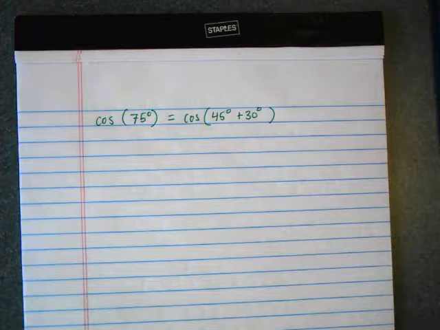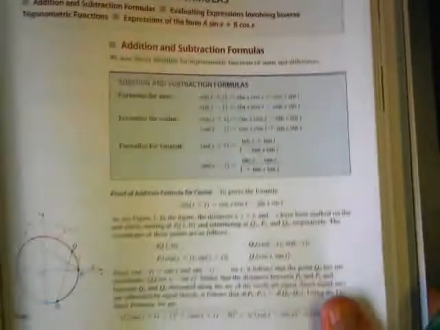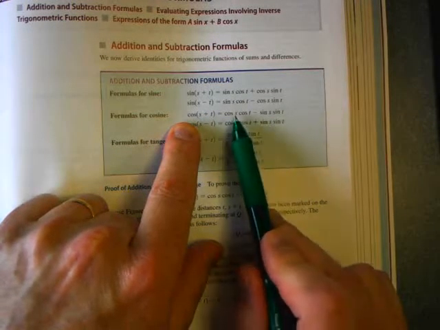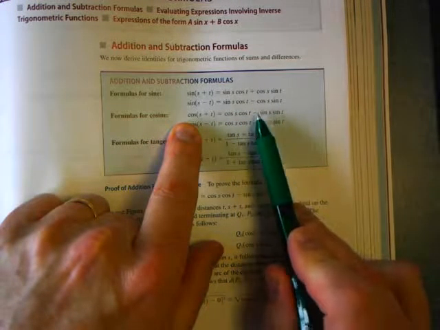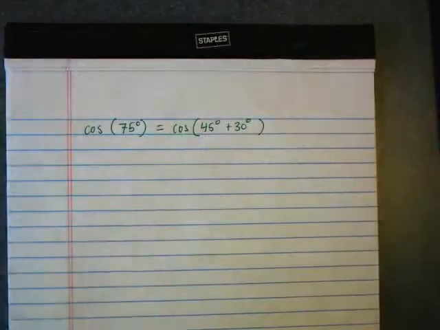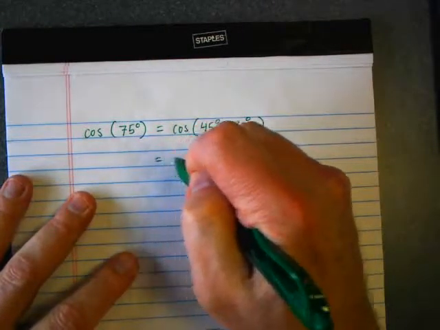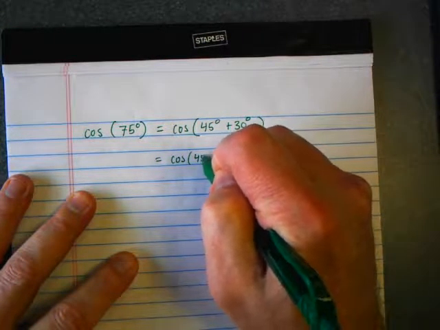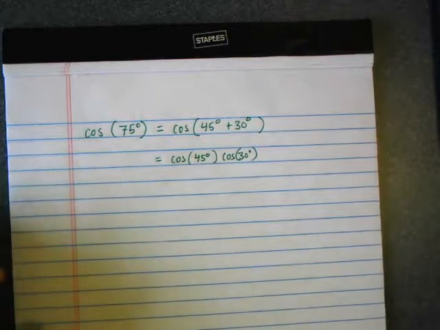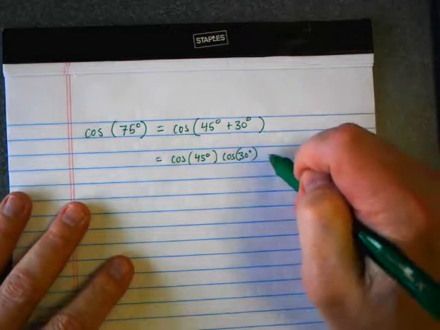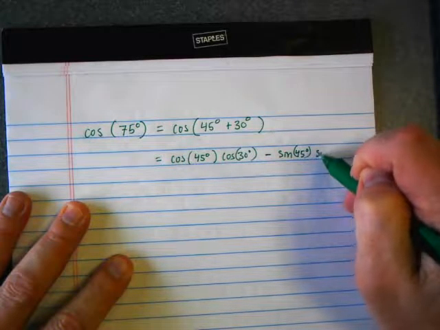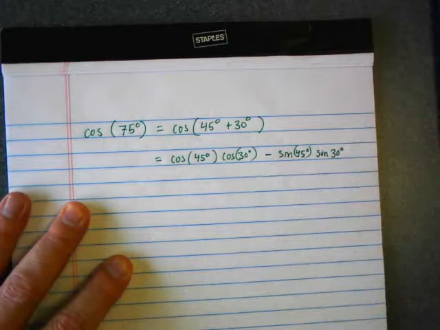All right, so now I look up the formula. It says cosine of two angles added together, I do cosine, cosine, minus sine, sine. So I write that down. This is going to be cosine 45 degrees, cosine 30 degrees, equals cosine, cosine, minus sine, sine. Sine 45 degrees, sine 30 degrees.